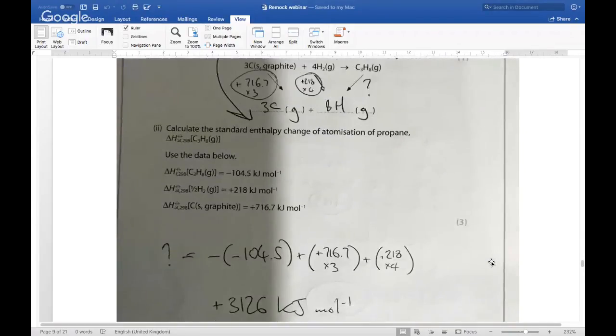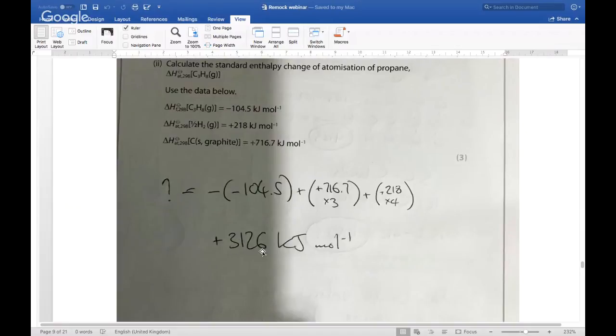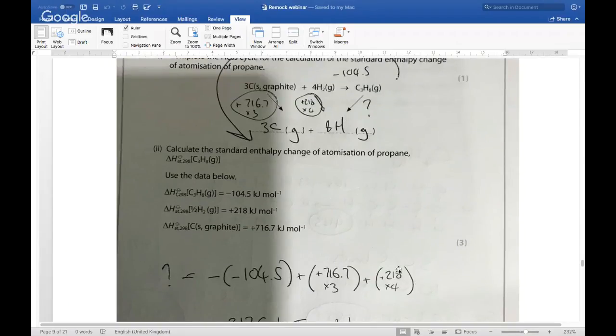By the way, guys, you're going to laugh at me. I've got it wrong. This is what happens when you're doing things under pressure. Hess cycle. Yeah, guys, I've got it wrong. Look at my answer. The answer is actually 3995 or something. The bit that I've got wrong is this bit: plus 218 times 4. It was actually meant to be times 8, because look, it's atomization of hydrogen and they've got half H2 and there's 4 here. So that was meant to be times 8.